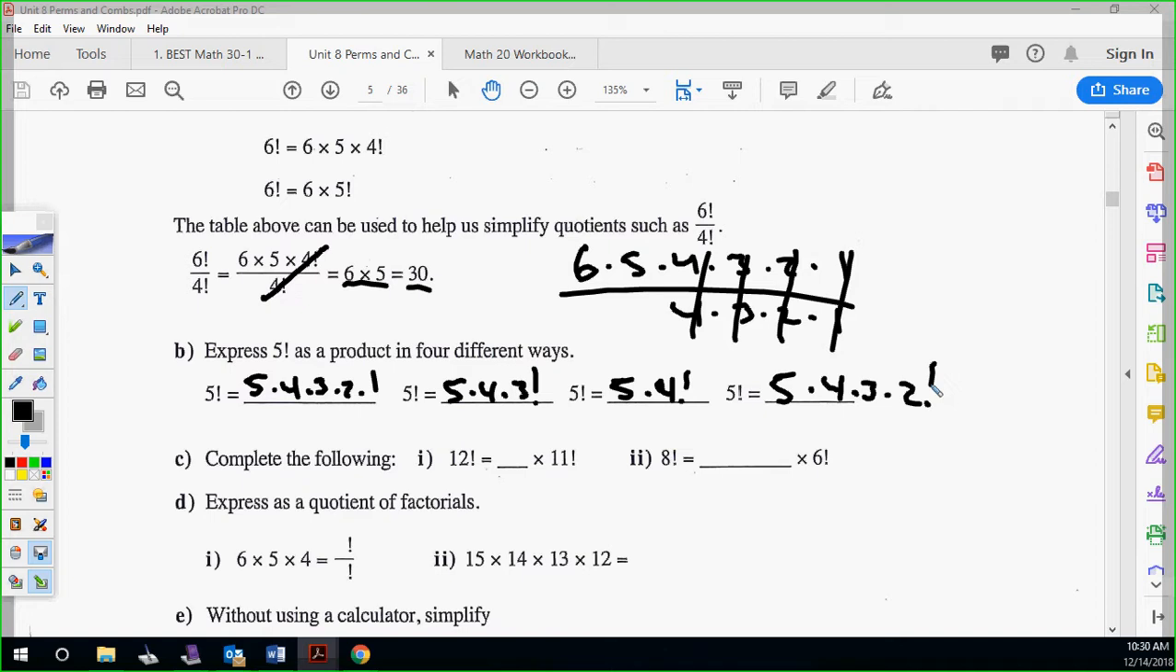This just helped me with the simplifying. We're just working on simplifying, looking at the patterns of factorials and how you can cancel and simplify those. Okay, 12 factorial written as 12 times 11 factorial. 8 factorial will be written as 8 times 7 times 6 factorial.